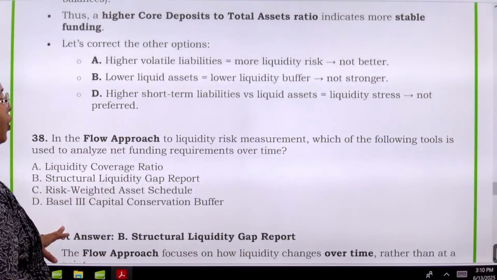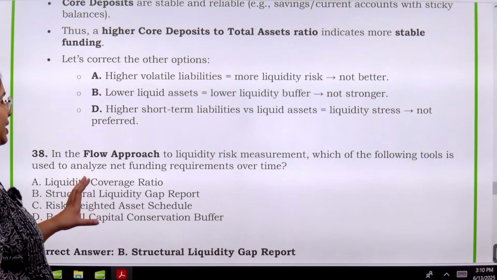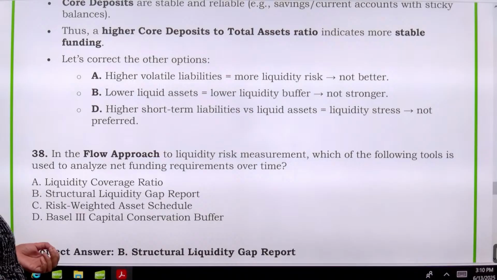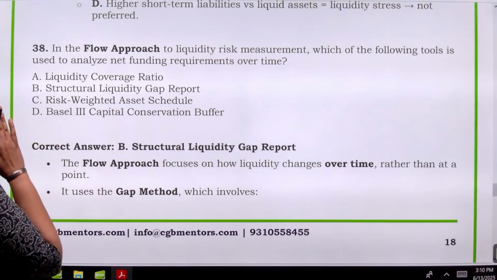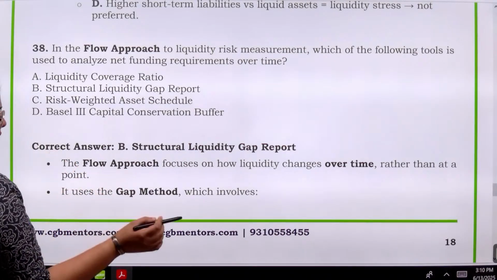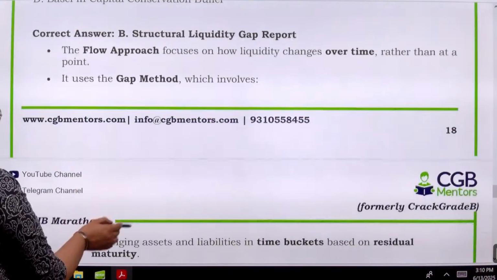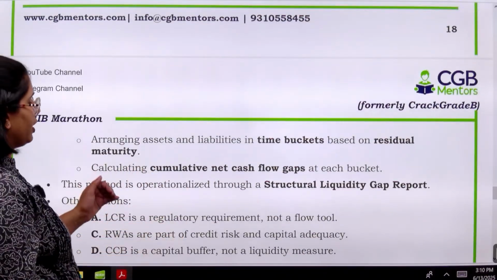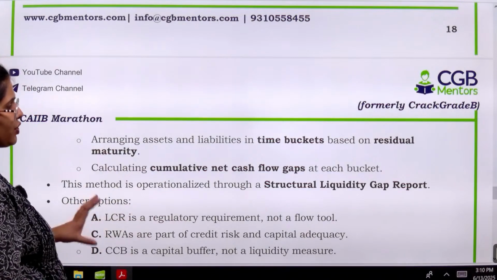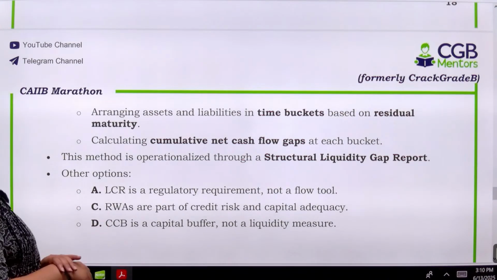Right. In the flow approach to liquidity risk measurement, which of the following tools is used to analyze the net funding requirement? So, over here we can use the structural liquidity gap report. How? The flow approach focuses on how liquidity changes over time rather than at a point. So, it uses the gap method, which involves arranging the assets in time buckets based on residual maturity, calculating the cumulative net cash flow gap, and this is operationalized through the structural liquidity gap, right.